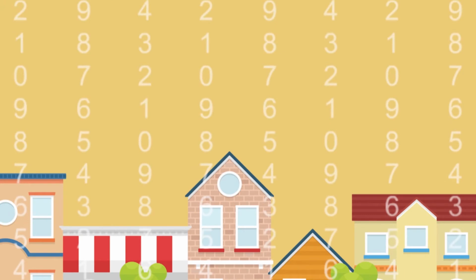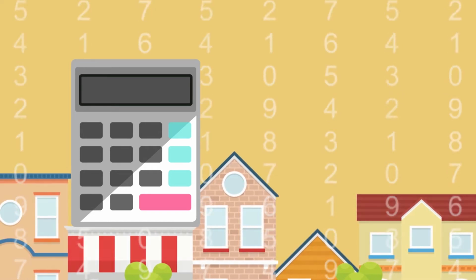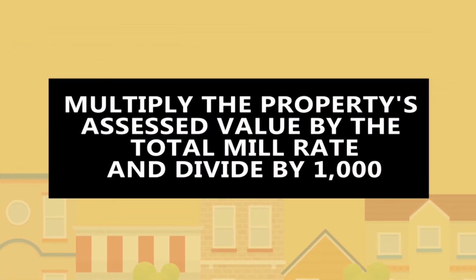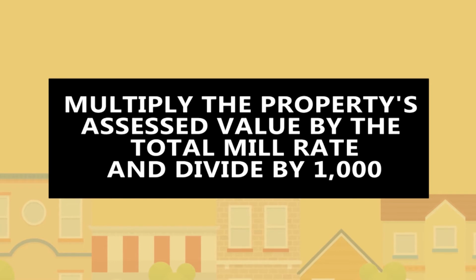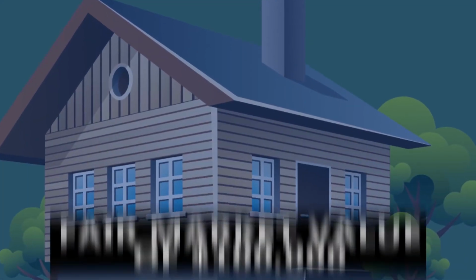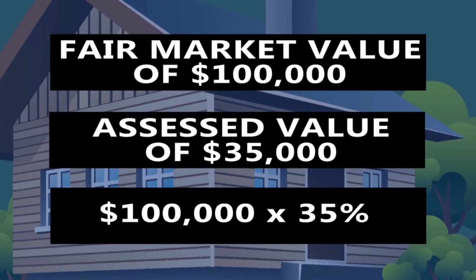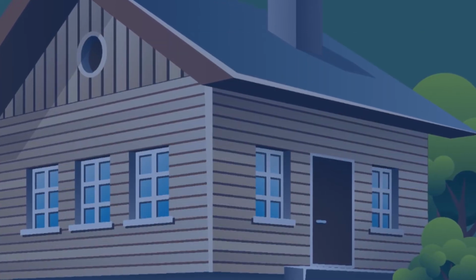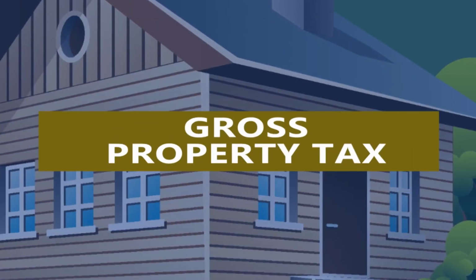So let's go to that formula for calculating property taxes. To arrive at the amount of property taxes a taxpayer owes, the formula is to multiply the property's assessed value by the total mill rate and divide that by 1,000. Expressed as an equation, the process looks like this. Fair market value times 35% equals the assessed value. Here's an example. A home with a fair market value of $100,000 would have an assessed value of $35,000. That's 100,000 times 35%. Now, the assessed value times the mill rate divided by 1,000 equals the gross property tax.